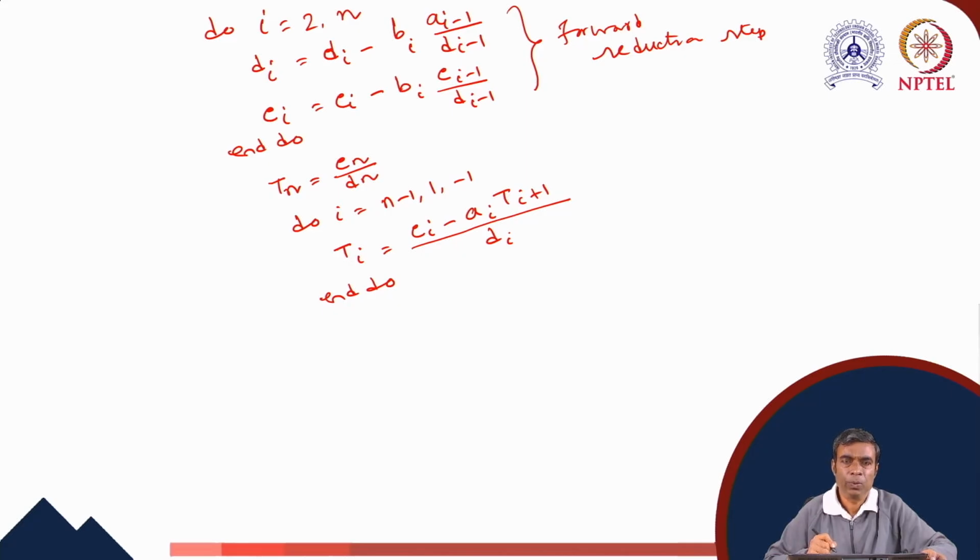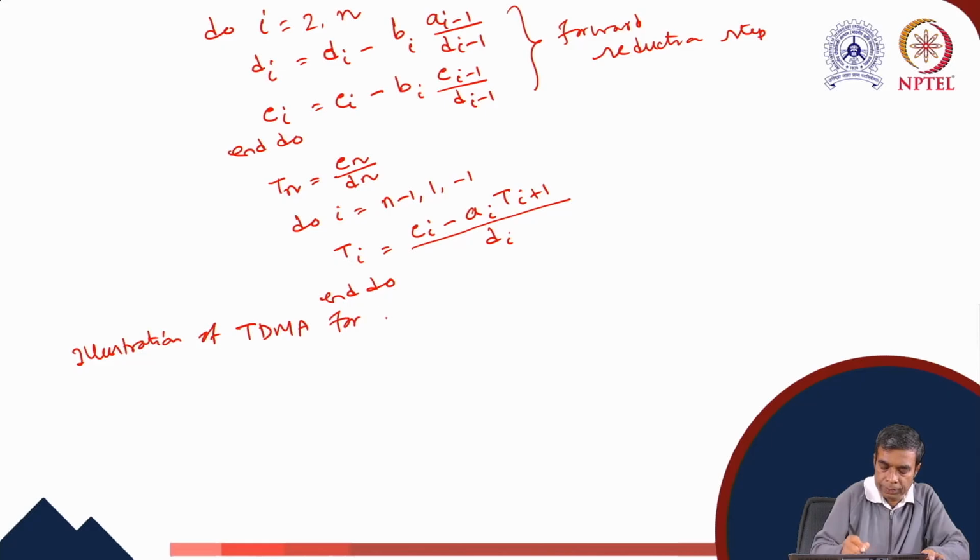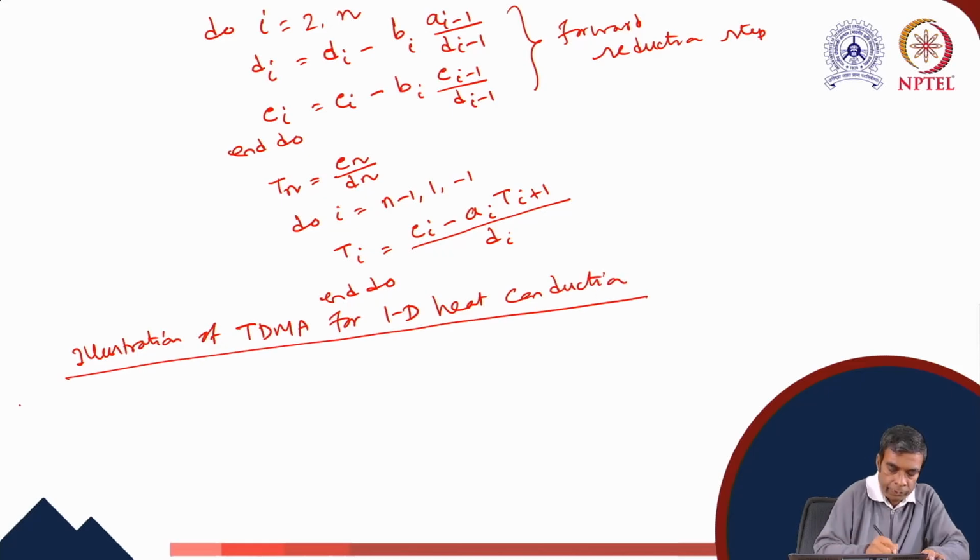Now we shall illustrate the implementation of Thomas algorithm for the heat conduction problems that we have already solved by using finite difference, finite volume and finite element method. Illustration of TDMA for 1D heat conduction. So problem 1.